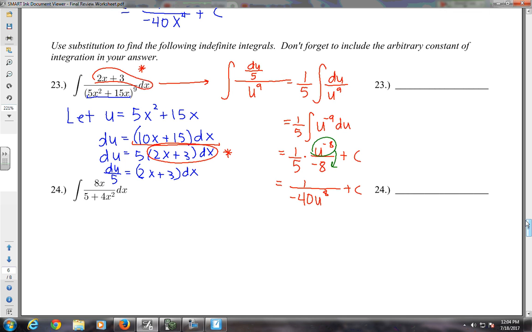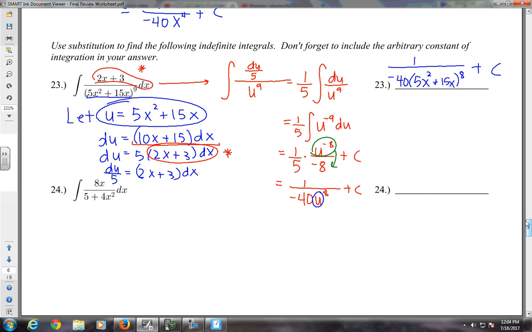Now, the only thing that I have to change here is the u. I need to go back to my original variable. I'm simply going to replace that u with its expression in x. So the antiderivative is 1 over negative 40 times u, which is 5x squared plus 15x, to the 8th, plus c. You can check that by differentiation. The derivative should match your original integrand.